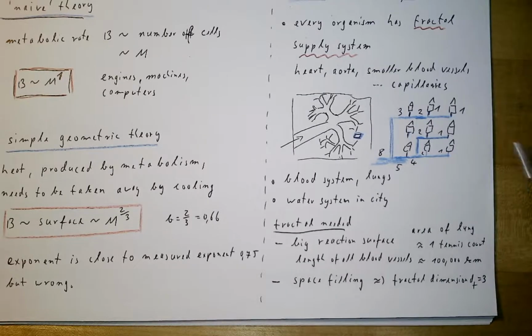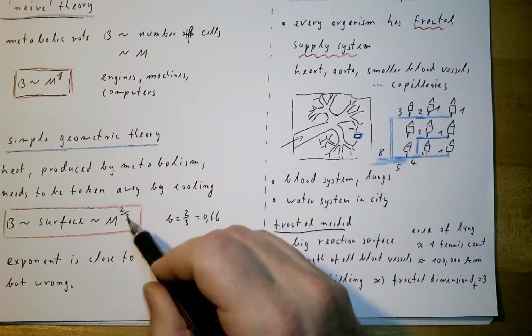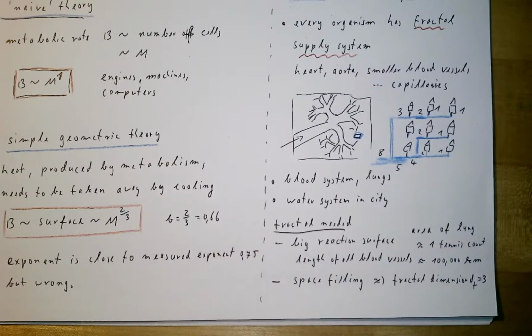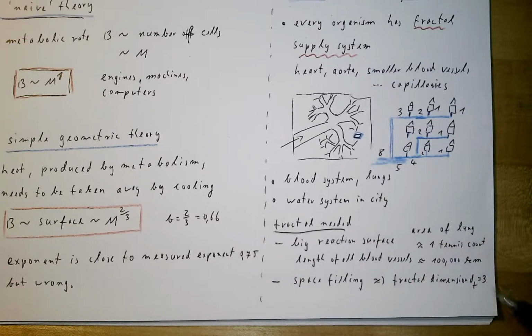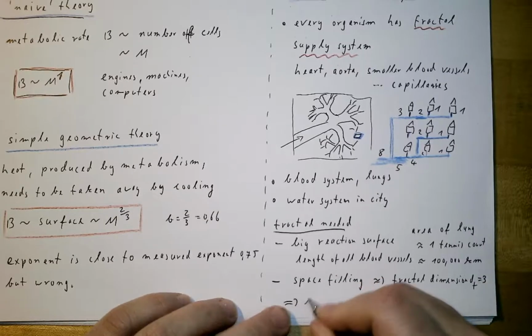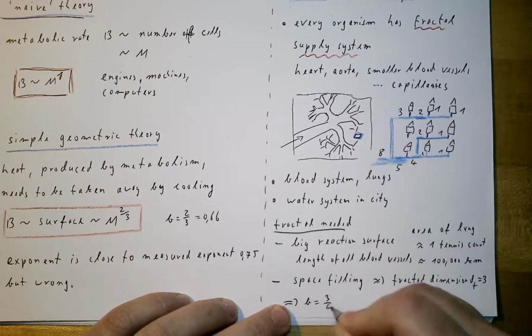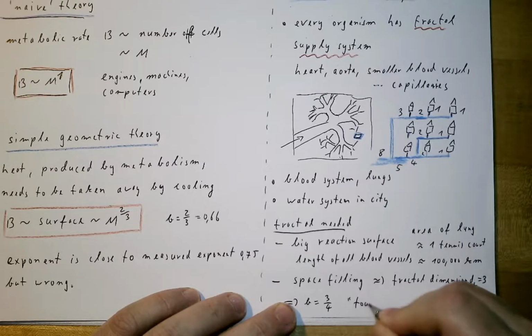And that's, at the end of the day, the reason why we get a scaling which is not 2/3, because that would be normal scaling, normal geometry. But since the dimension of the surface is not 2 but 3, we actually get an exponent of 3/4. And sometimes they call this the fourth dimension of life.